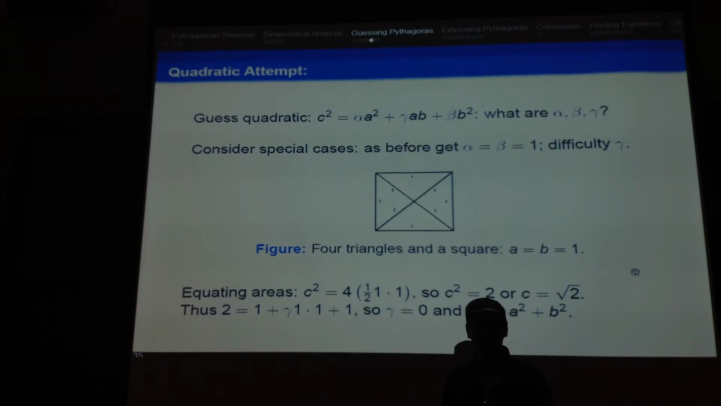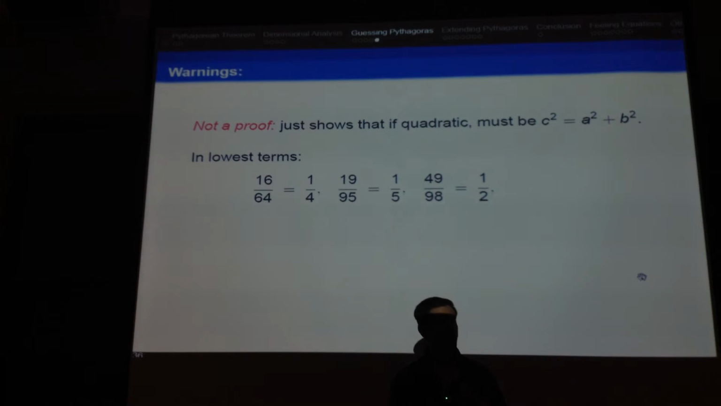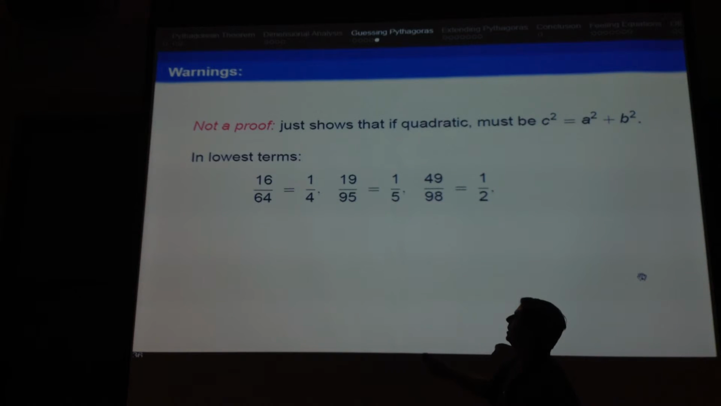So we get c squared equals a squared plus b squared. The Pythagorean formula. This is not a proof. This is just showing you that if it's going to be a quadratic relation, this is the only quadratic relation that can work. Just to make sure everybody's on the same page, does everyone agree with my algebra?